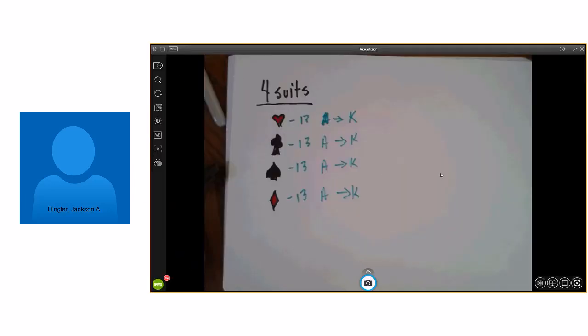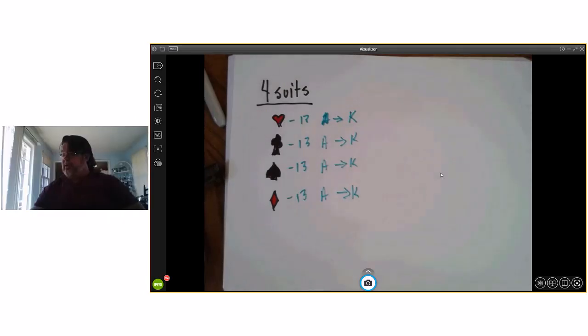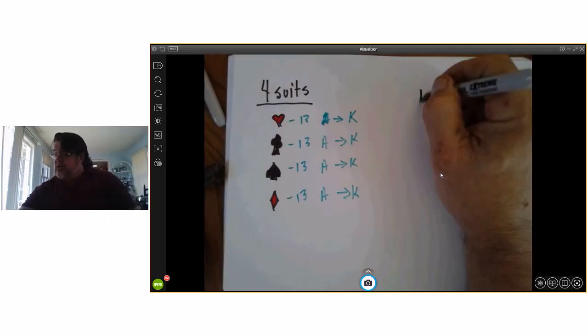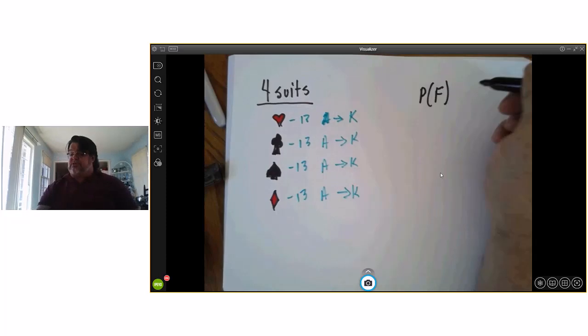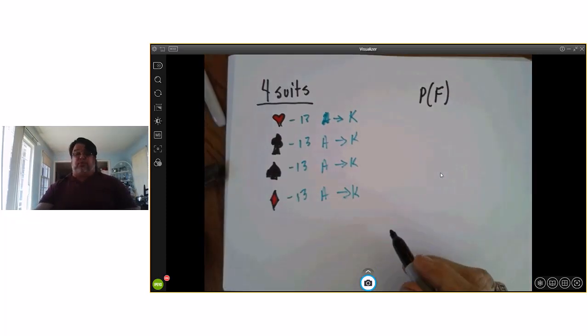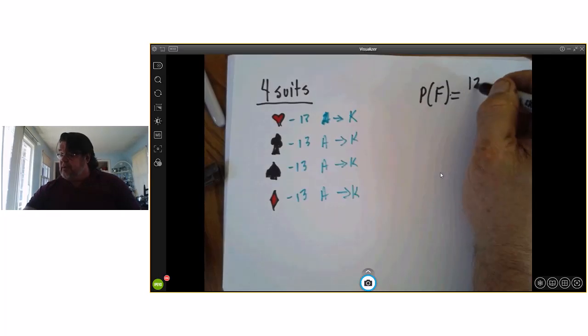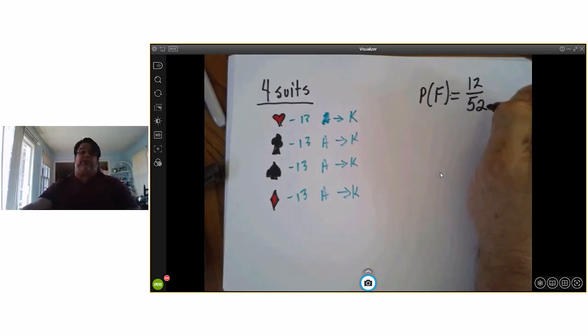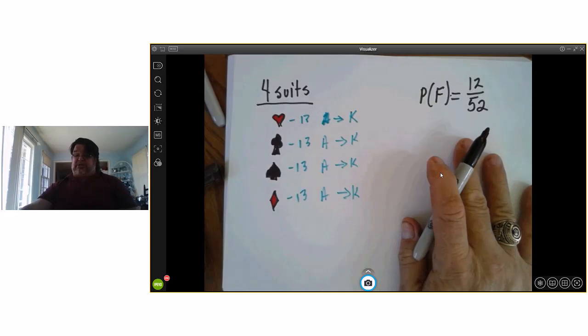What is the probability of a face card? Well, there's 3 face cards in each suit. There's 4 suits, so that would be 12 over 52. Now, I'm not going to worry about reducing. Okay, let's just go ahead and say that right now.